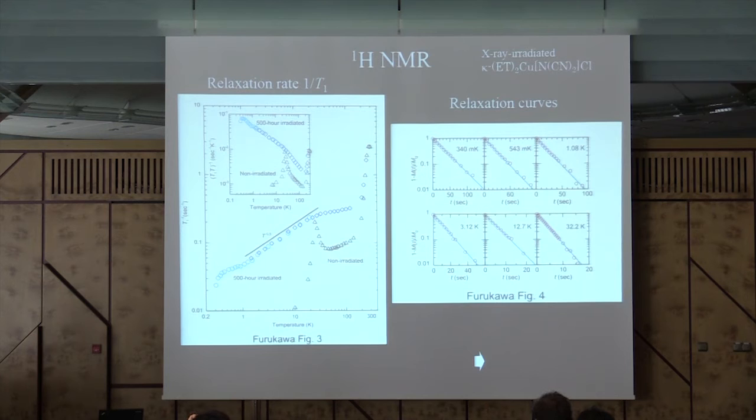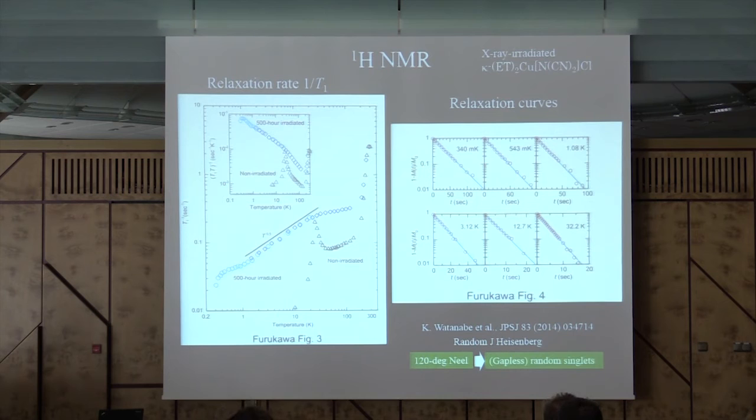Do you have any structural data after irradiation? Not yet. What occurs by X-ray irradiation is a problem. What we know is these materials are layered materials, with a conducting layer and an insulating layer. The insulating layer is the anion layer. The anion is composed of copper cyanide, and the cyanide bonding is broken. That was found by IR spectra change. Nothing more, I don't know. But anyway, no structural experiments.